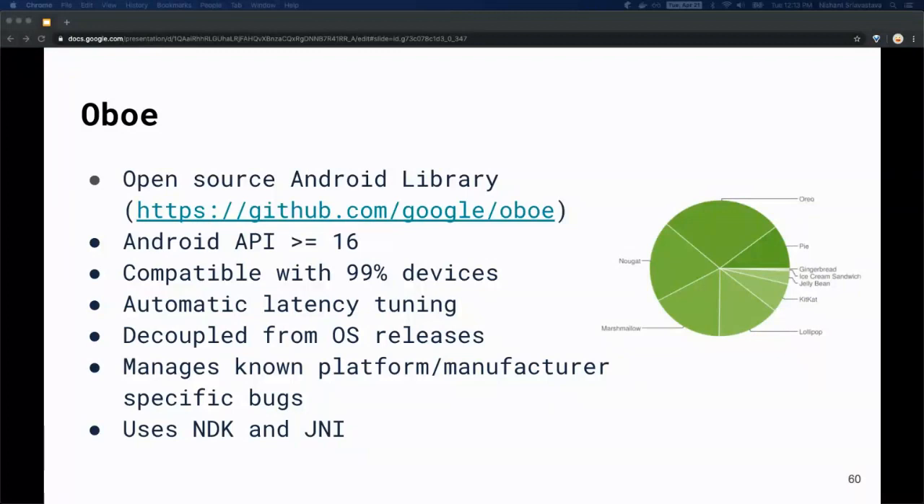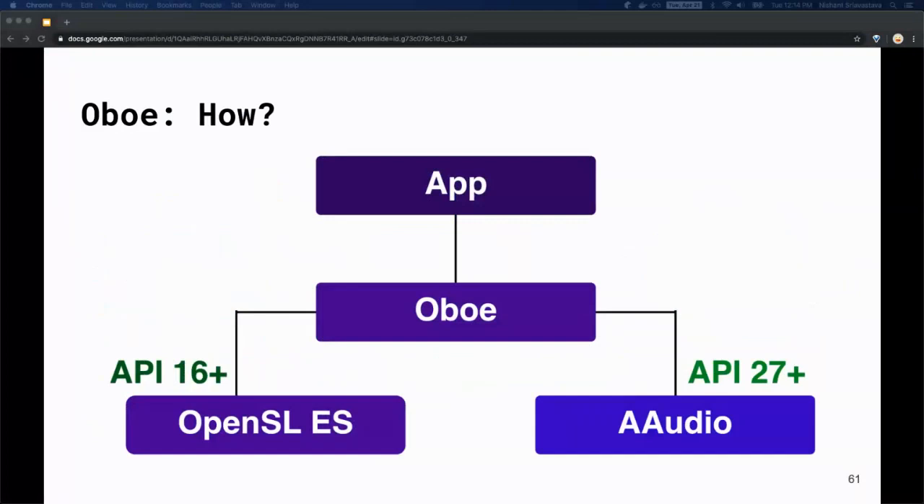It can tune itself to get the least latency in the audio, and also is handling a lot of platform and manufacturer specific work. Obviously, it's an NDK based library, so it uses JNI. The way that it actually does this is that it bifurcates. It's like a wrapper, right? It understands what API this is being run on, and it goes to the OpenSL ES implementation for API 16 plus devices, or goes to AAudio for API 27 plus devices, and provides a very nice clean API to work with.